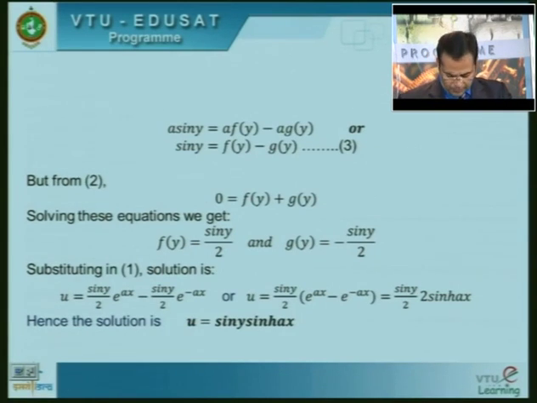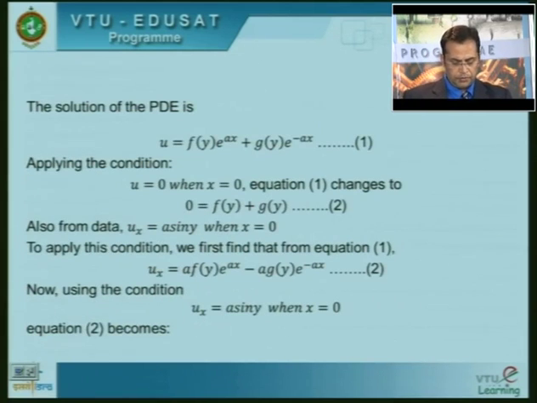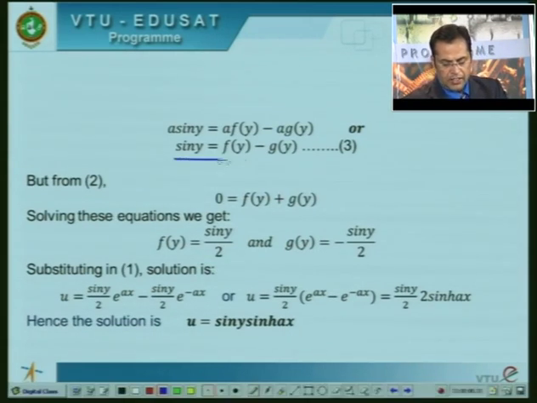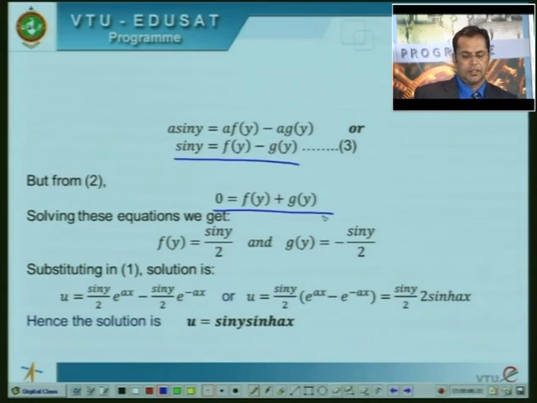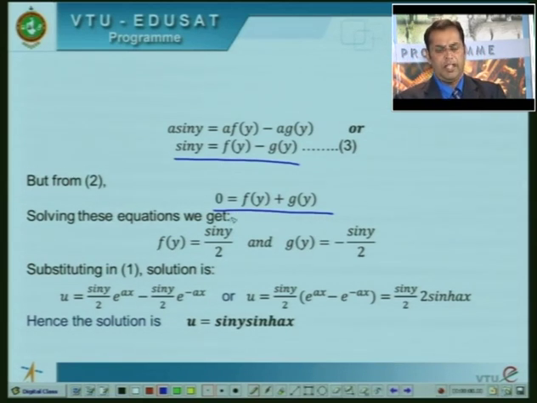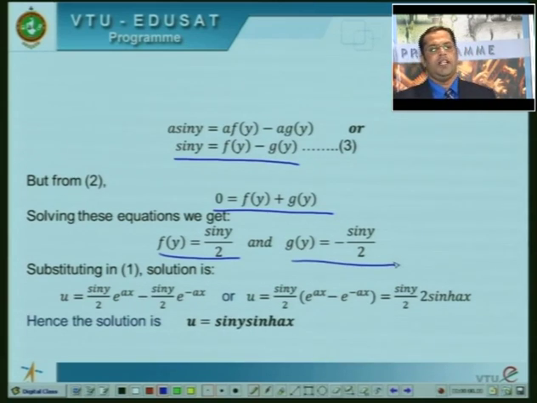But your equation 2 here is 0 equal to f of y plus g of y. So, take both of these equations and solve these equations simultaneously. Adding them, you get sin y plus 0, sin y equal to 2 fy, or fy equal to sin y by 2. Subtract them: sin y minus 0, which is sin y, fy cancels, you get minus gy which is minus 2 gy, or gy will be minus sin y divided by 2.